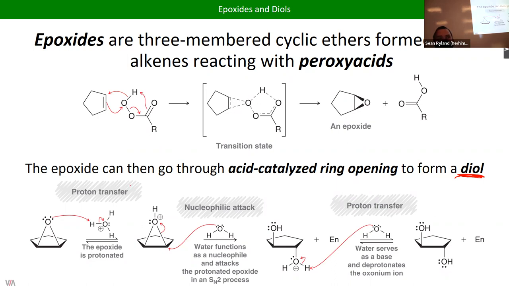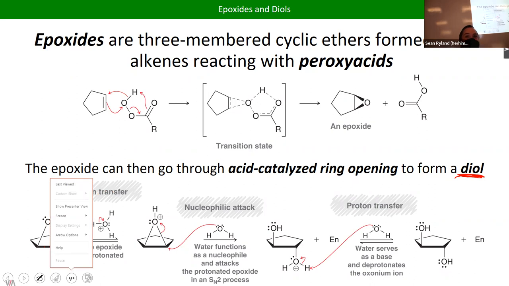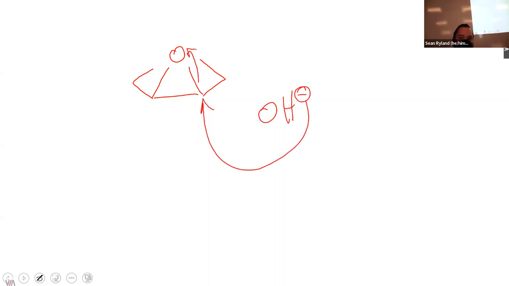If we did this under very basic conditions, what would it look like? We wouldn't start with a proton transfer, right? Because there's no extra protons around. But if we're in very basic conditions, what do we have around? Nucleophiles. Yeah, bases also tend to be good nucleophiles, right? So we still have our molecule here. If instead of having a proton transfer to make it a better leaving group, we just have our nucleophile attack.